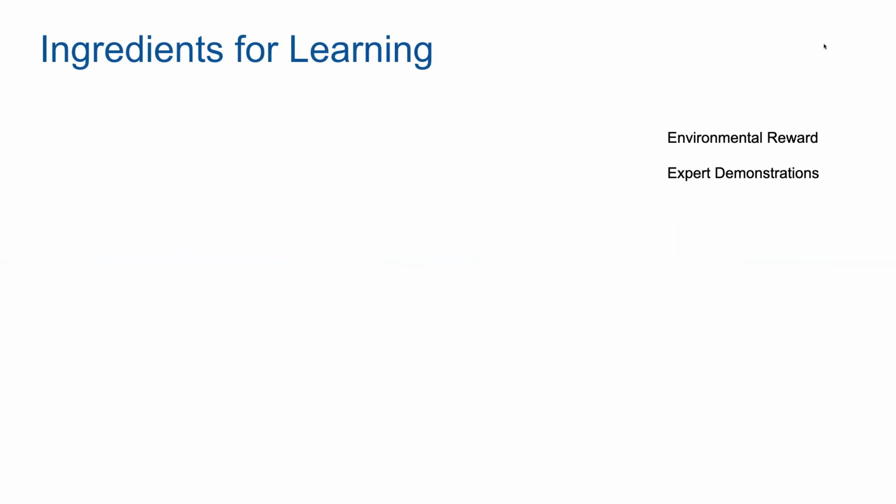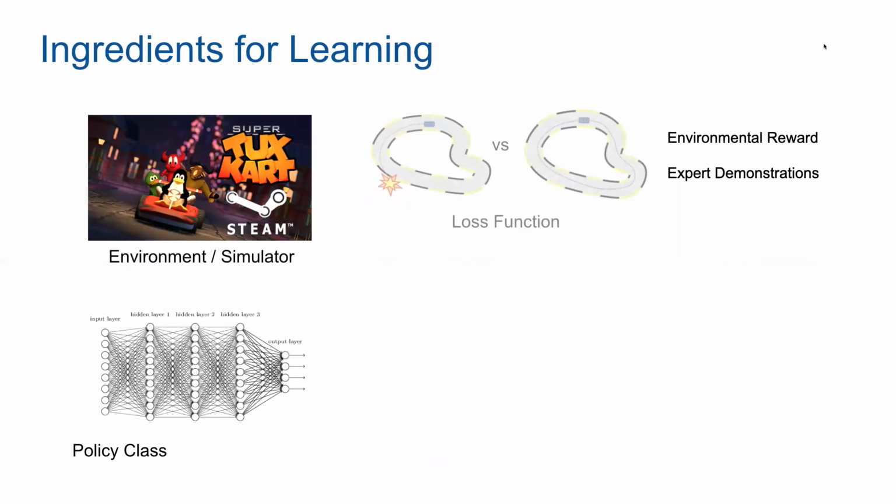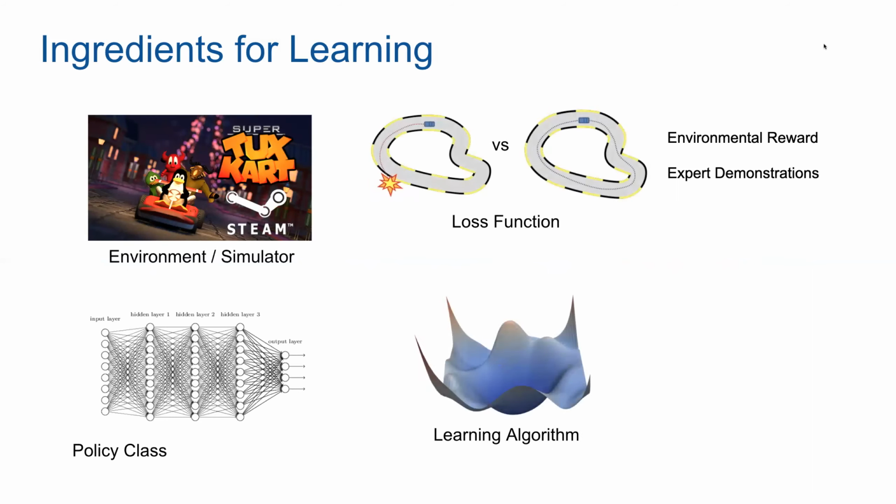Okay, so ingredients for learning. There are four ingredients to learning for reinforcement learning and imitation learning. You need an environment, you need a policy class, you need some sort of loss function or objective function to characterize how well you're doing. And you need an algorithm that, given these pieces, can then learn a policy that optimizes your loss function or reward function when rolled out in your environment.